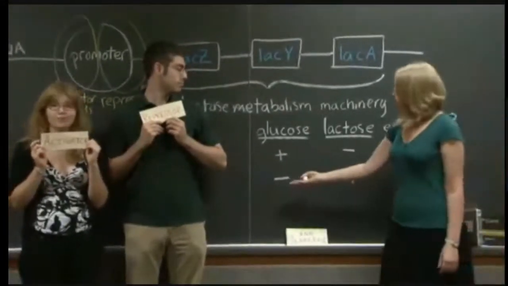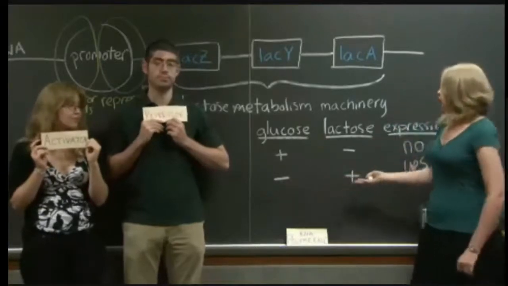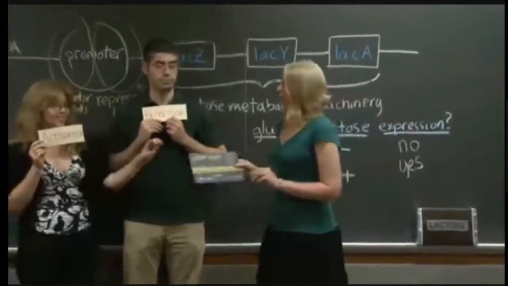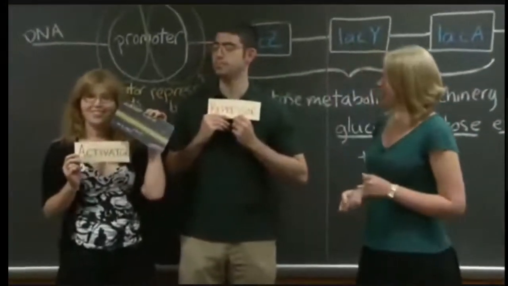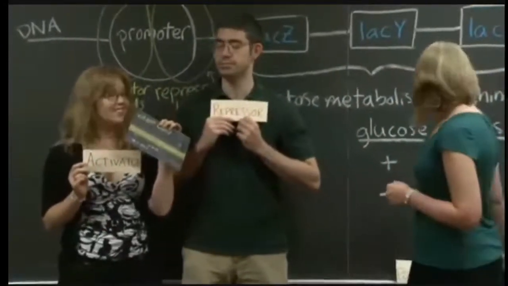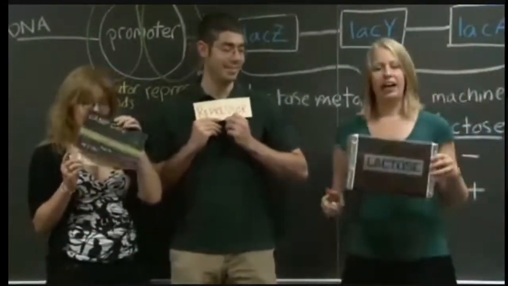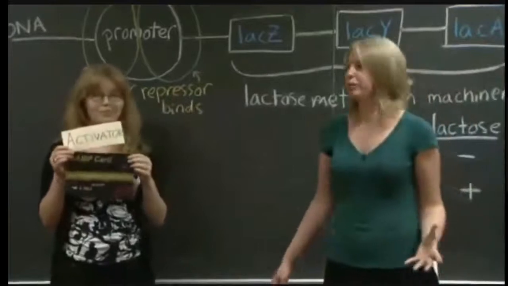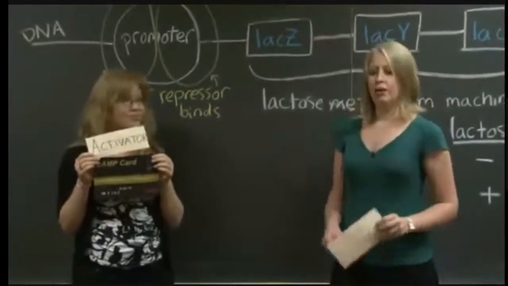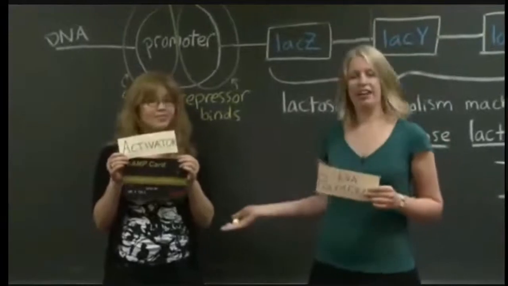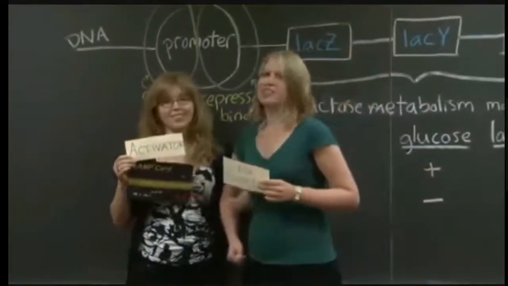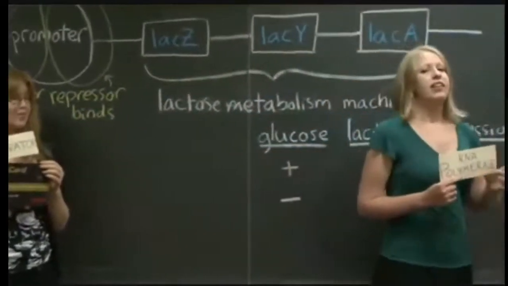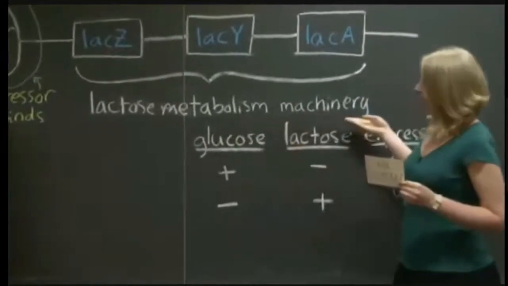In this second situation, we have no glucose, and we do have lactose. So I'm going to, since I'm removing glucose, I am adding back CAMP. Activator, can you bind? Activator is now bound. And I'm also adding lactose to the system. Repressor can't bind anymore. So what do I have at my promoter now? RNA polymerase comes along and finds only an activator at the promoter. The polymerase can thus bind to the promoter and move downstream to transcribe and express the lactose metabolism machinery that we have here.